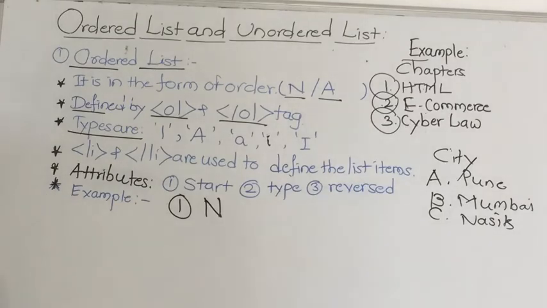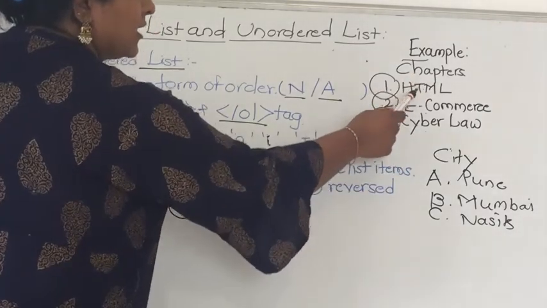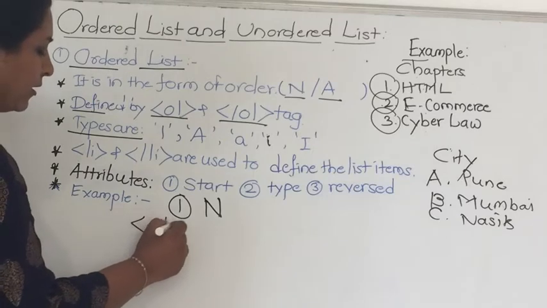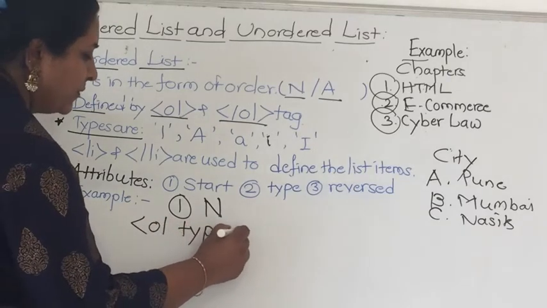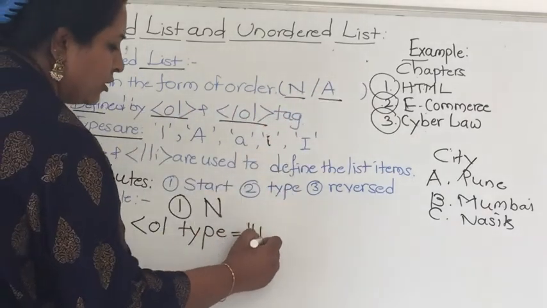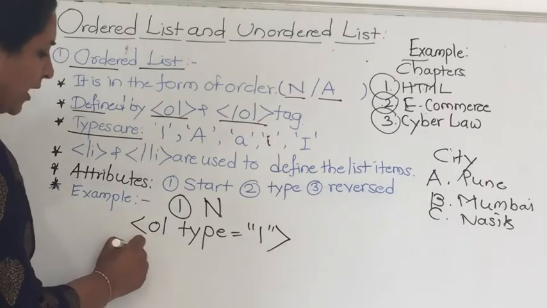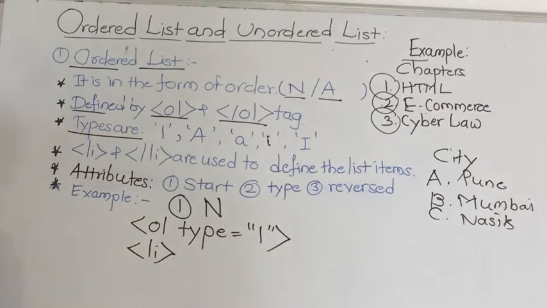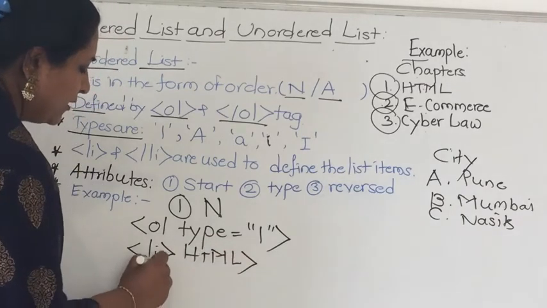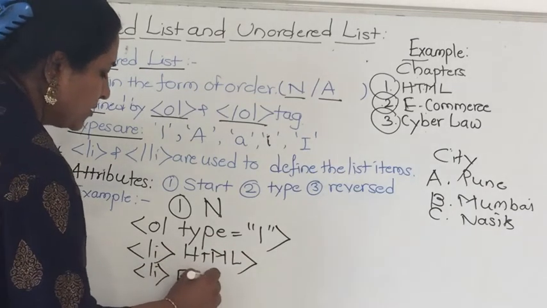Now let's see the example of this. Suppose I want to use these chapters HTML, e-commerce and cyber law, which start with 1, 2, 3. So how will I write this? Here I will start with the OL. Now what is the type? From the type I will select 1, as my list items start with 1, 2, 3. So I will write 1 here. Then my first list item I will start with HTML. My second list item, I will start with e-commerce.